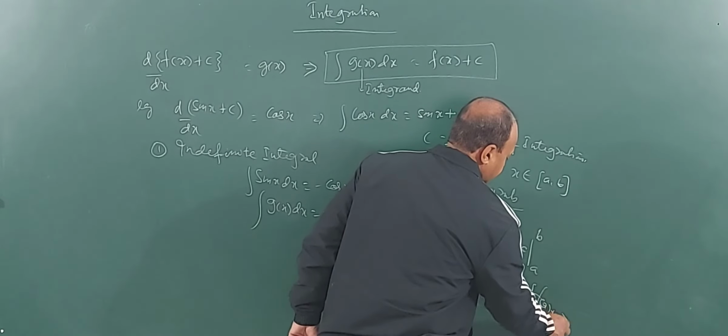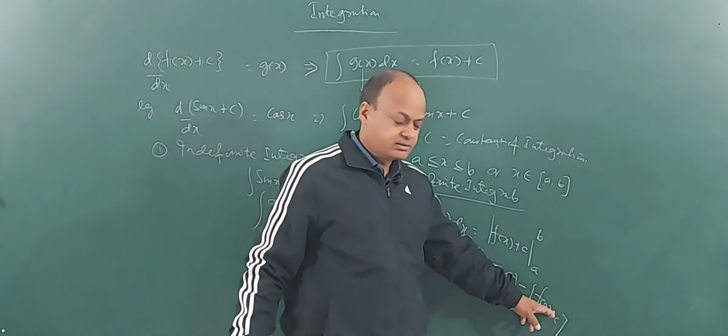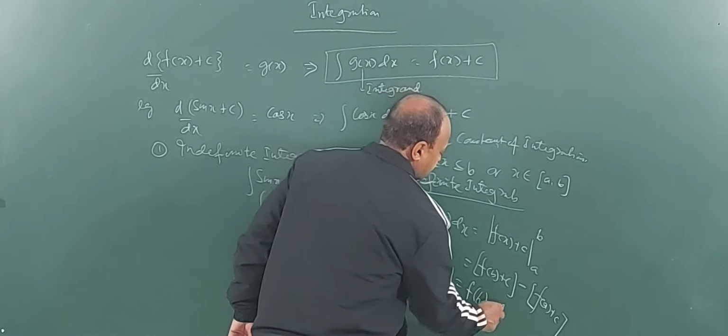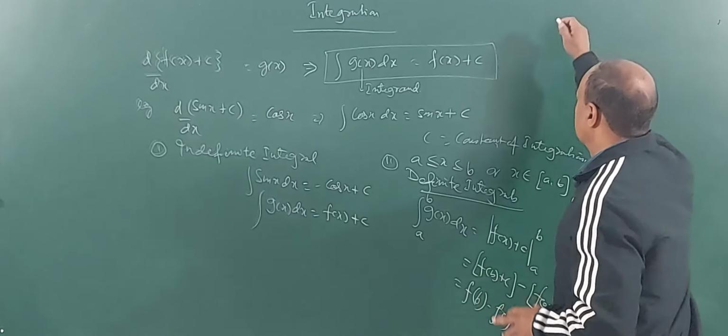f(a) plus c. If you open the bracket, c and c are cancelling. So what will I get? I'll get f(b) minus f(a). So here is what we get, a straight formula that you can use.